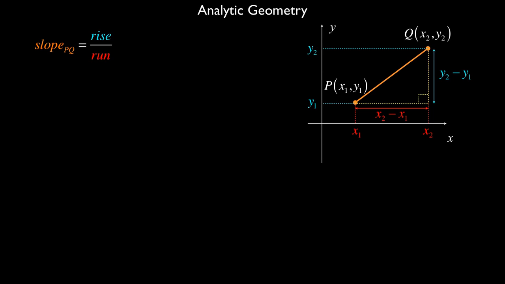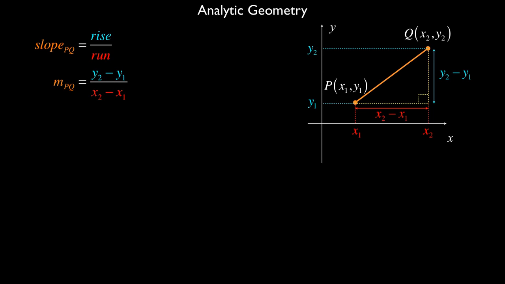Substituting for the sides that we have marked in blue and red, the rise is y2 minus y1 and the run is x2 subtract x1. And so we have the slope of PQ, which we call MPQ, is y2 minus y1 over x2 minus x1. Pretty straightforward stuff that we've worked on before.